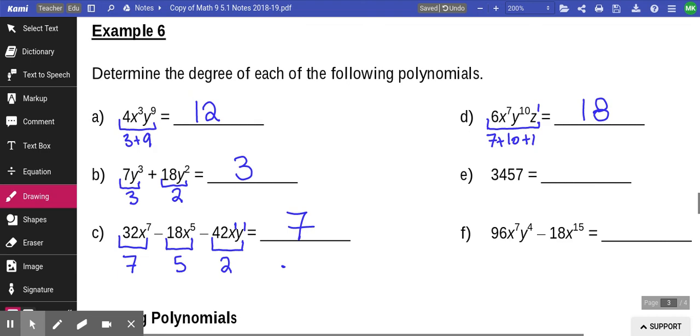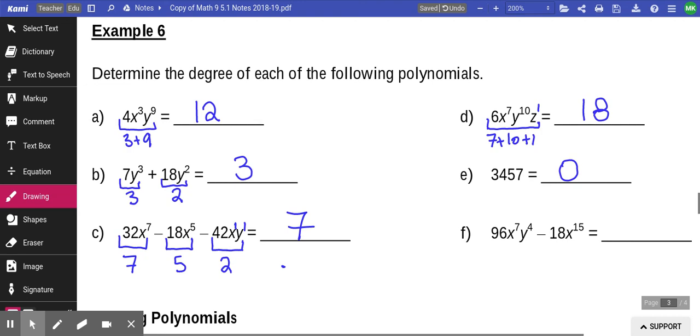E, there's no letter, no variable. No variable means no degree. So that's degree 0. That's typically when people put a degree 1 on. They just think that, oh, no exponent, we put a 1. But there's no letter, so there's no exponent and no letter.